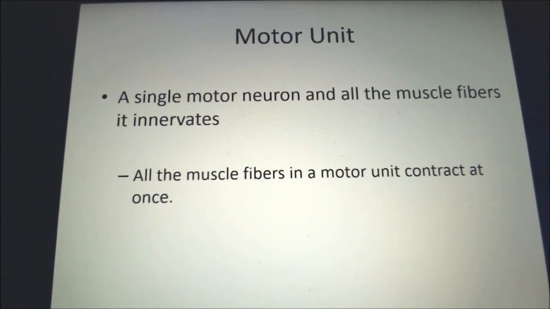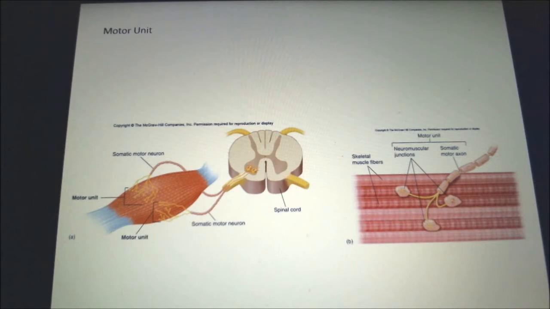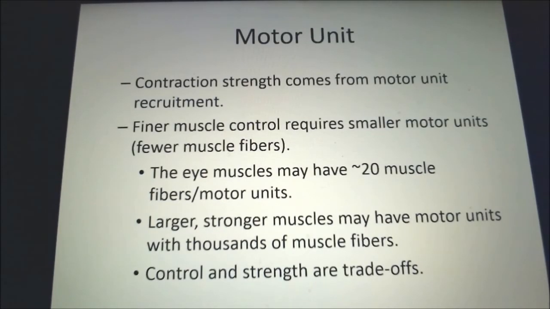Motor unit: know what a motor unit is and how it works. A motor unit is the neuron and however many muscle fibers it stimulates. A motor unit is an efferent, meaning it's coming away from the CNS.